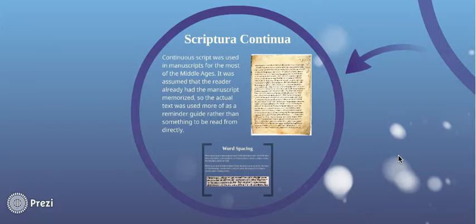Scriptura continua is continuous script, and that was used in the majority of the Middle Ages. It was assumed that the reader was already familiar with the text and had it memorized, so the manuscript itself served as more of an outline or a guide.